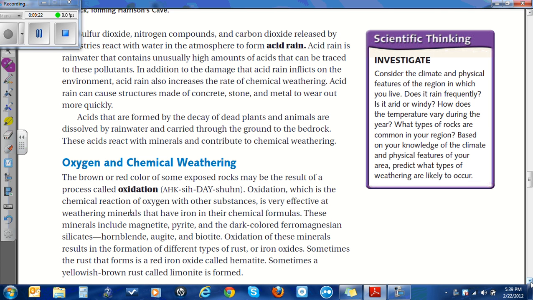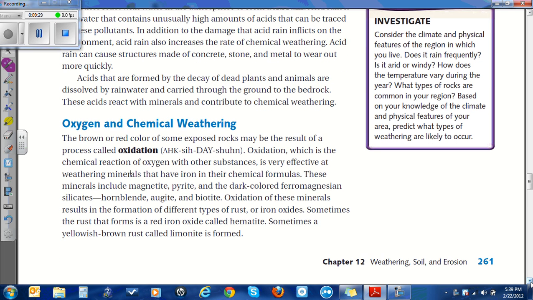Oxygen and chemical weathering. The brown or red color of some exposed rocks may be the result of a process called oxidation. Oxidation, which is the chemical reaction of oxygen with other substances, is very effective at weathering minerals that have iron in their chemical formulas. These minerals include magnetite, pyrite, and the dark-colored ferromagnesian silicates: hornblende, augite, and biotite.